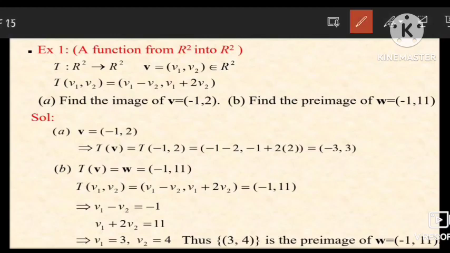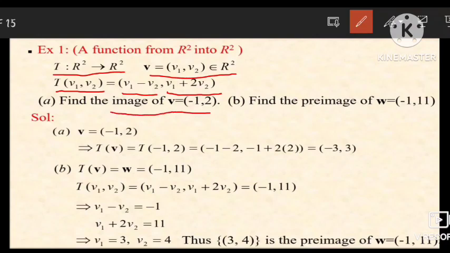Now here's an example of a function from R square into R square. Suppose a function T such that R square is mapping into R square. So v equals (v1, v2) which belongs to R square. Now T of (v1, v2) will be equal to (v1 minus v2, v1 plus 2v2). First we have to find the image of v equals (minus 1, 2), and second we have to find the pre-image of w equals (minus 1, 11).